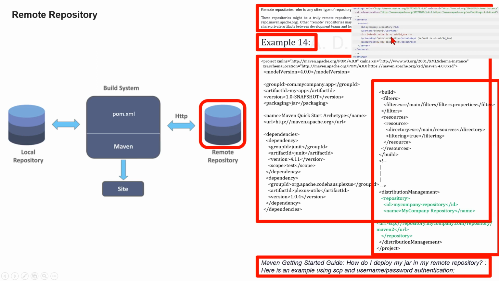Default value is ~/.ssh/id_dsa. Default is here, ~/.ssh/id_dsa.